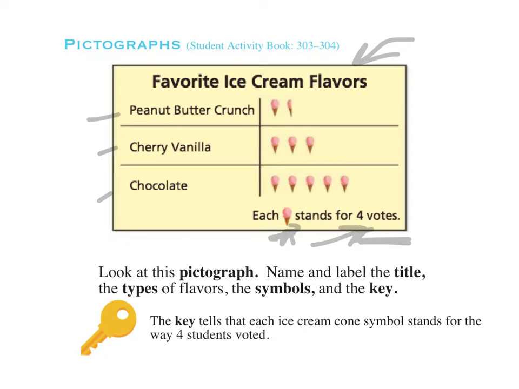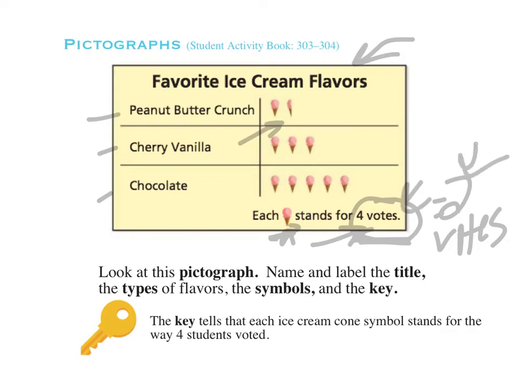Usually when I'm on these kinds of problems, I just go ahead and figure them out. Now the hardest part would be to know what a half cone is. So if each full cone is 4 votes, a half cone would be 2 votes. So when I look at peanut butter crunch, I have 1 full cone, 4 people, 1 half cone, 2 people or 2 votes. So I have 6 votes.